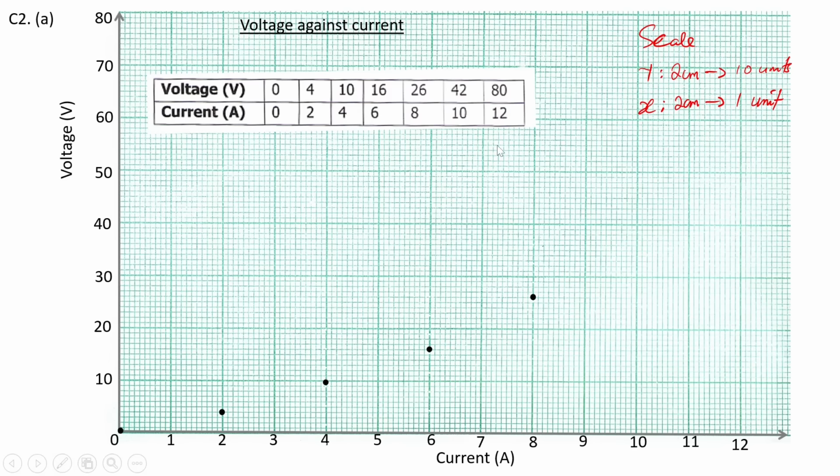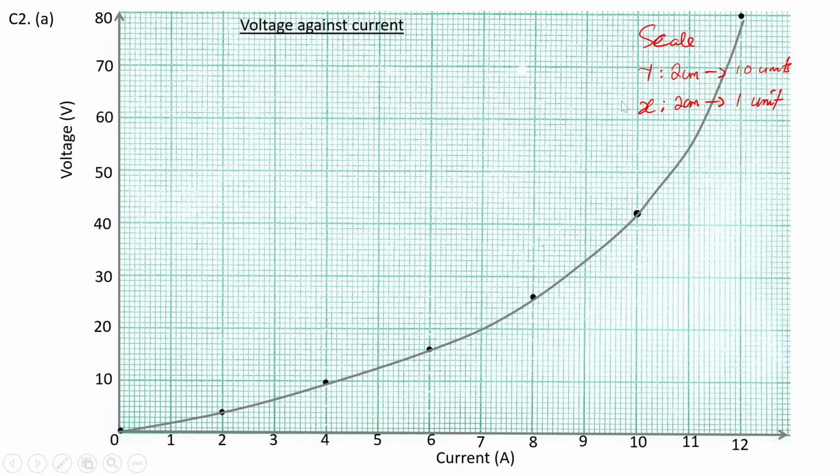Then you have also 10, 42. So 10 is here. 40 is here. 41, 42. So you come here. 42 is there. Then you go to 12, 8. 12, 8 is there. Then you draw a smooth line like that. Okay.